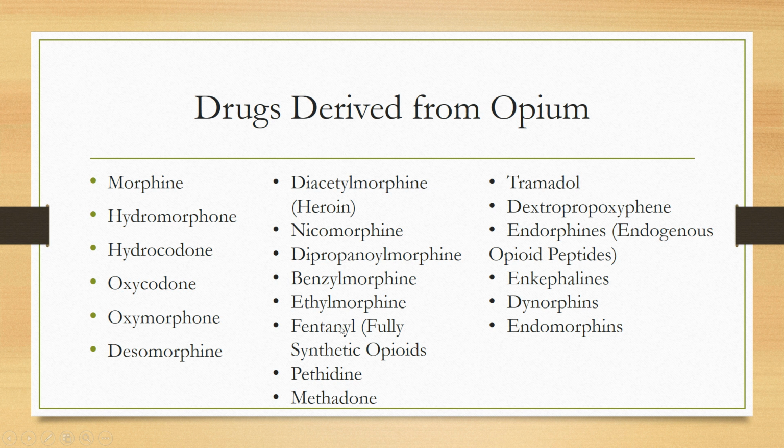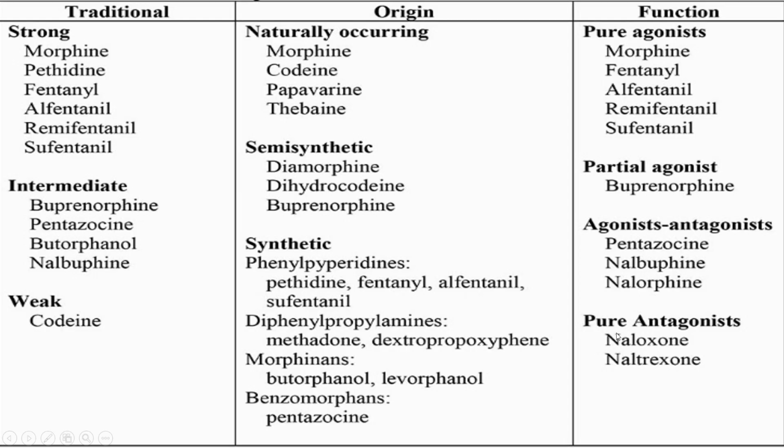If we talk about fully synthetic opioids, there is fentanyl, which is used as a systemic anesthetic. Next are pethidine and methadone. Methadone is a drug that is derived from opium but is also used in the treatment of opioid addiction. Next are tramadol and dextropropoxyphene. The endogenous opioid peptides are the endorphins, enkephalins, dynorphins and endomorphins. These are the natures of the drugs.